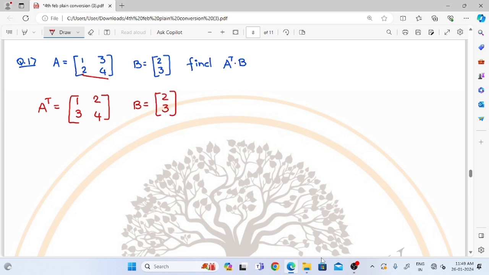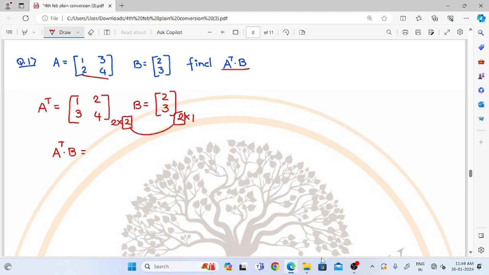So we need to calculate A transpose into B, multiplication. A transpose multiplied by B. Remember one thing, when is matrix multiplication possible? What is the order of A transpose? 2 by 2. What is the order of B? 2 by 1, 2 rows, 1 column. Look at the number of columns of the first matrix, that is 2, and the number of rows of the second matrix, that is also 2. These two numbers are equal, then only we can multiply the two matrices, otherwise not.